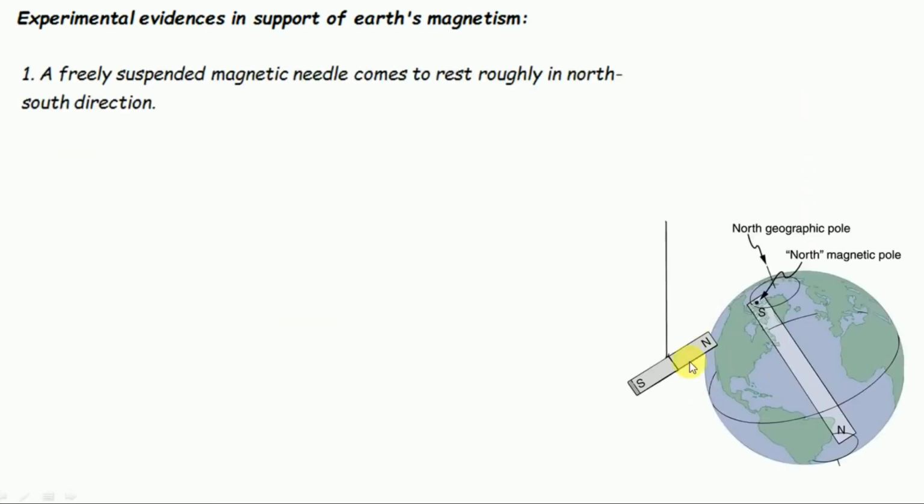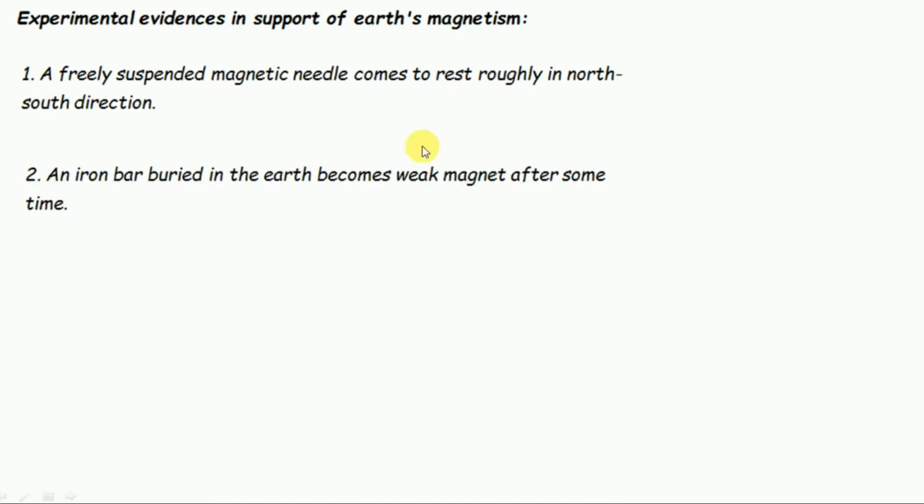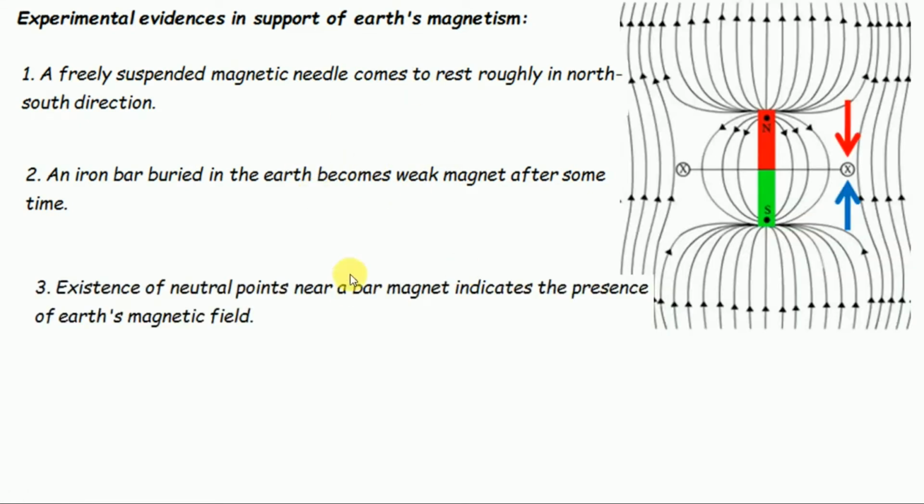Experimental evidence to prove the magnetism of the earth. When we suspend a magnet freely on the earth, it points towards a particular direction, which indicates there is a magnetic field on the earth. If you bury an iron bar inside the earth for a long time, it will also get magnetized due to the magnetic field of the earth.